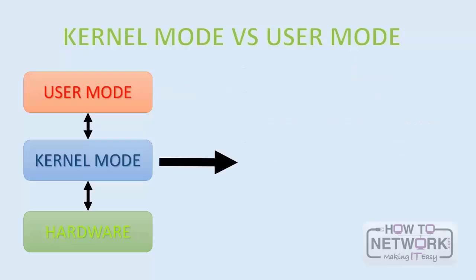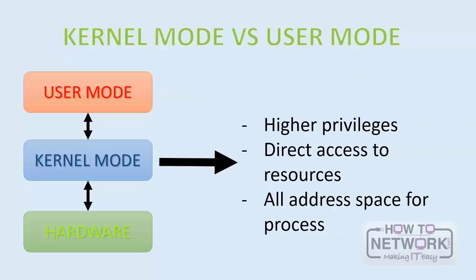Kernel mode is the mode with higher privileges. It has direct access to the system resources. It has access to all of the memory for its processes. Now, in this mode, if there's a crash in the address space, all of the OS could crash.